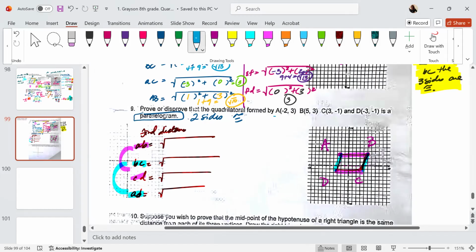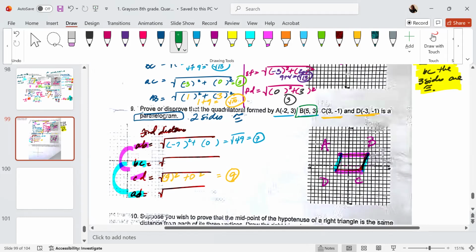So AB, correct? -2 minus 5 is a -7 squared. 3 minus 3 is 0, correct? 49, which is just 7, right? Now let's take a look at CD. CD. 3 minus -3 is a 9, correct? -1 plus 1 is a 0. So that is going to give you a 9, correct? Do you see that? So far it's not equal, right? But that's okay. Let's keep trying.